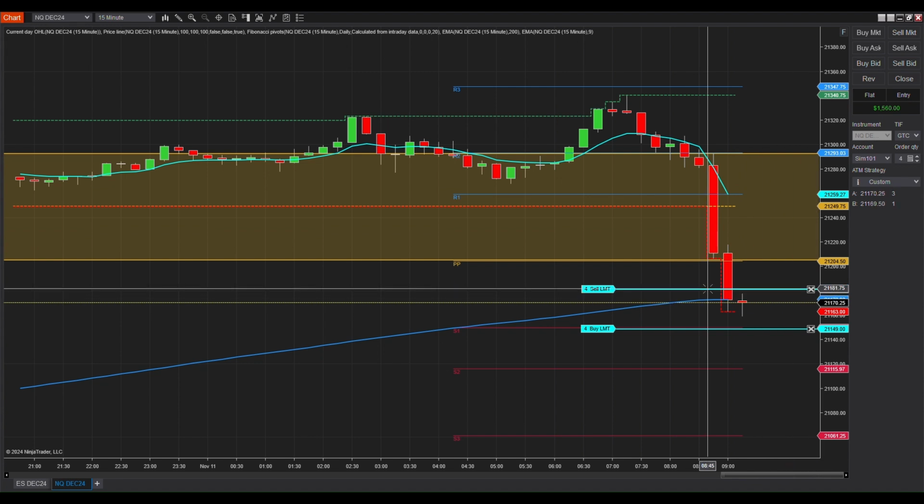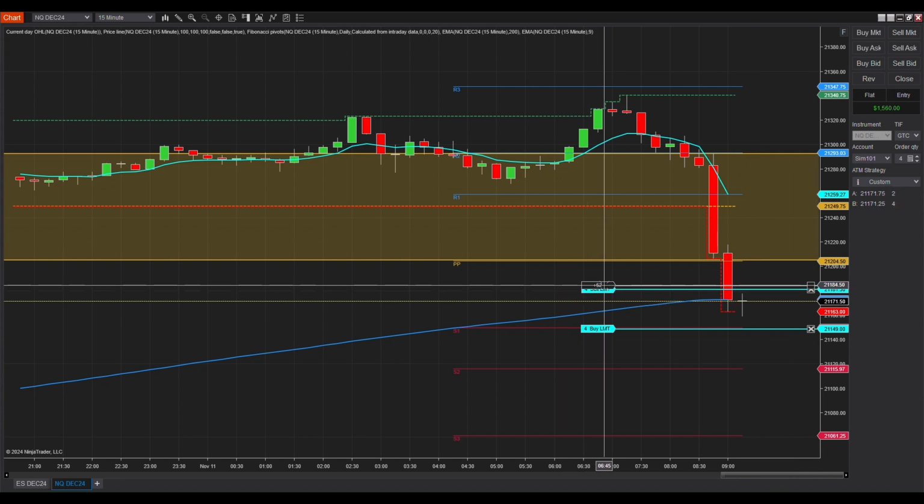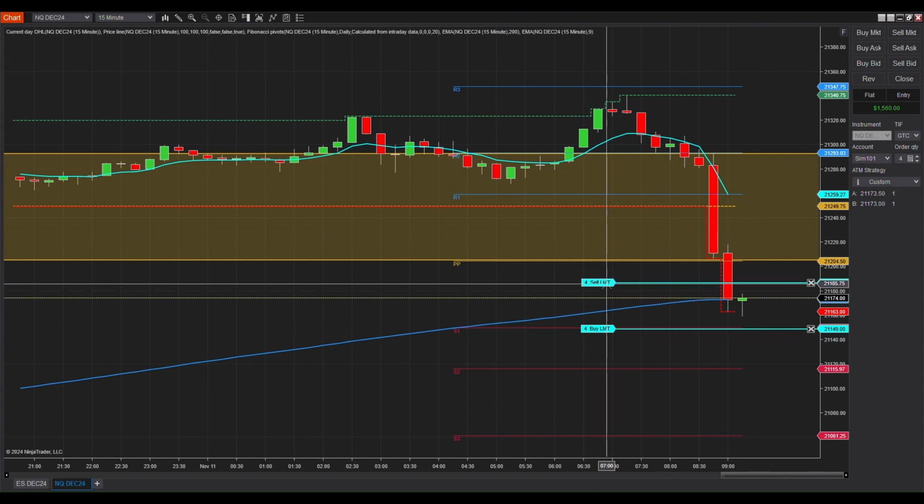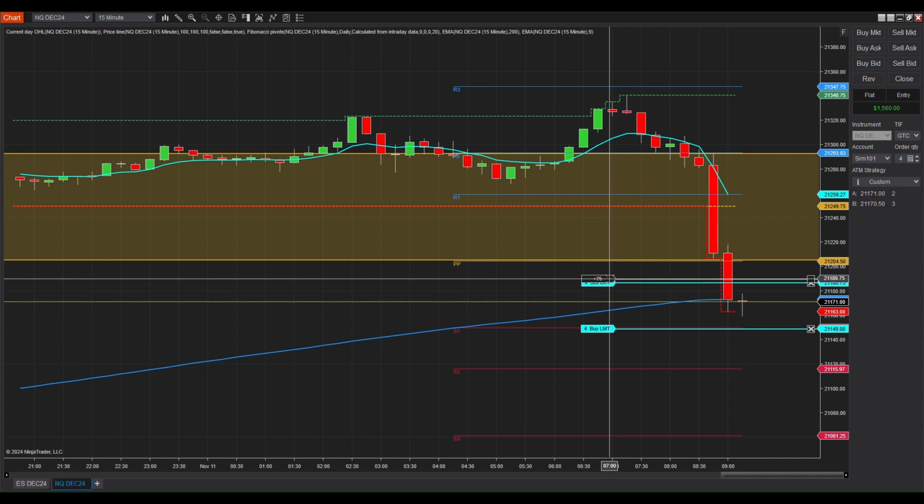We've got a sell limit right here. Let's put it right here. That would be a deep pullback there, at least half of this candle.